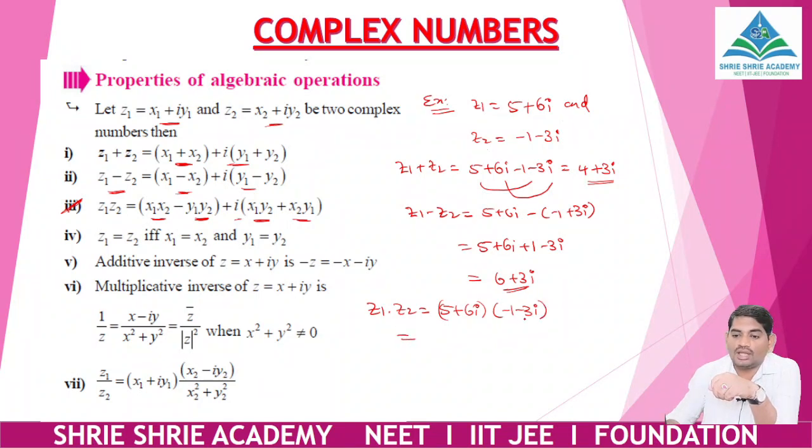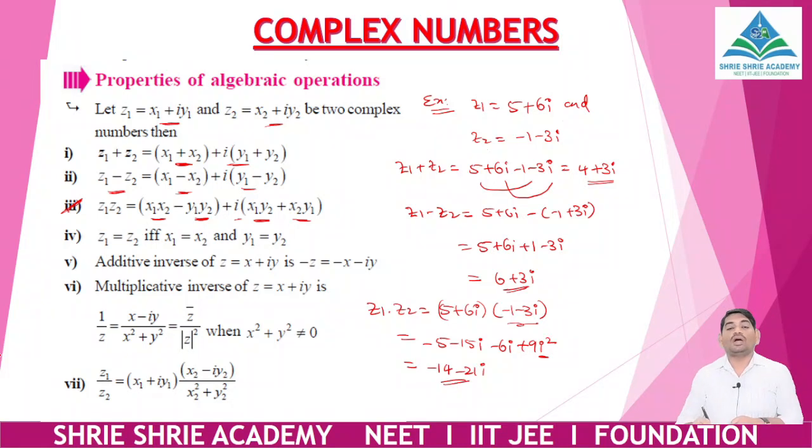So we can multiply these two numbers with 5. We get minus 5 minus 15 iota, then minus 6 iota plus 9 iota square. The value of iota square is minus 1. So minus 5 minus 9, we get minus 14, then minus 21 times iota. If we multiply these two complex numbers, z1 and z2, what we get is minus 14 minus 21 iota. That is the answer.